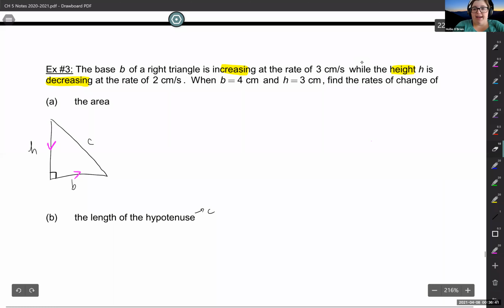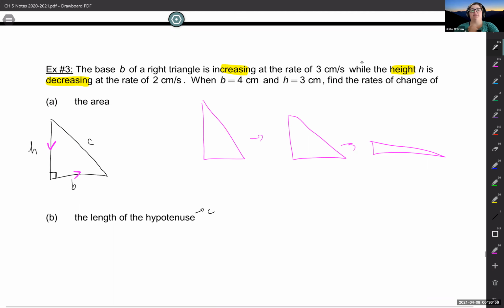And we have at a specific time, we want the rate of change. So it's kind of like we have, hold on. Okay, so I drew this. So this is showing a couple different areas.